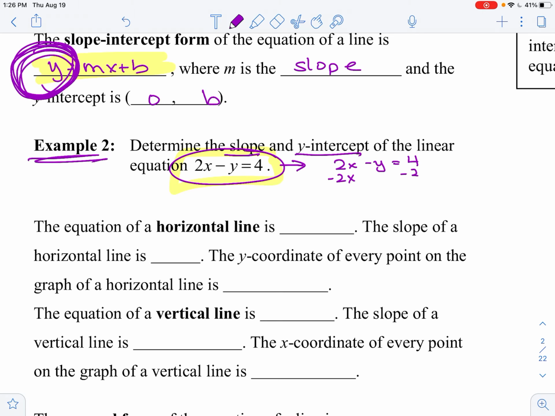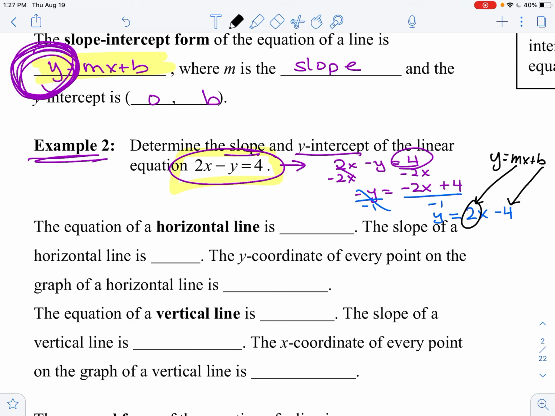We want to get that y by itself. So let's minus the 2x. We've got -y equals -2x. And then the 4 is positive because it was positive up here. We don't want the negative there, so we're going to divide everything by -1. And we end up with y equals positive 2x minus 4. So when I look at this, I know if it's y equals mx plus b, the one in front of the x is 2, and the one after the x is -4. So I know that the slope will equal 2, and the y-intercept will equal -4.